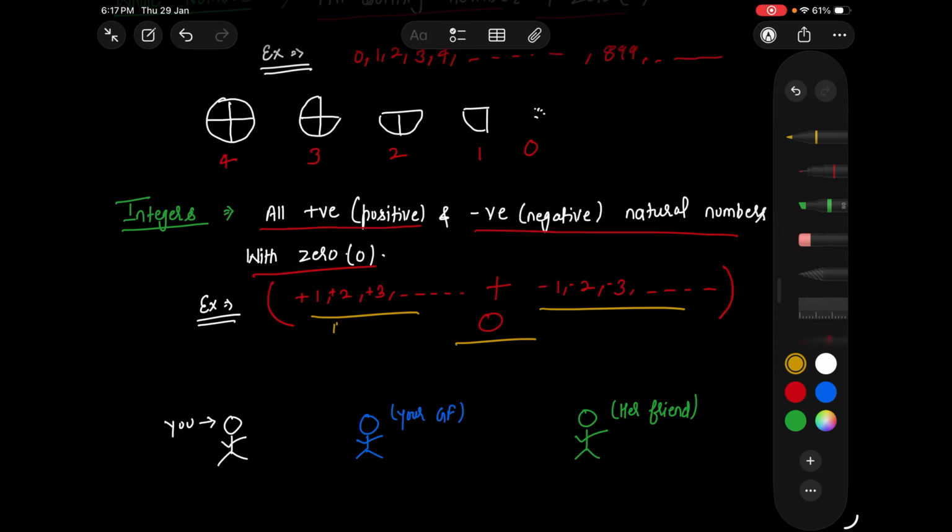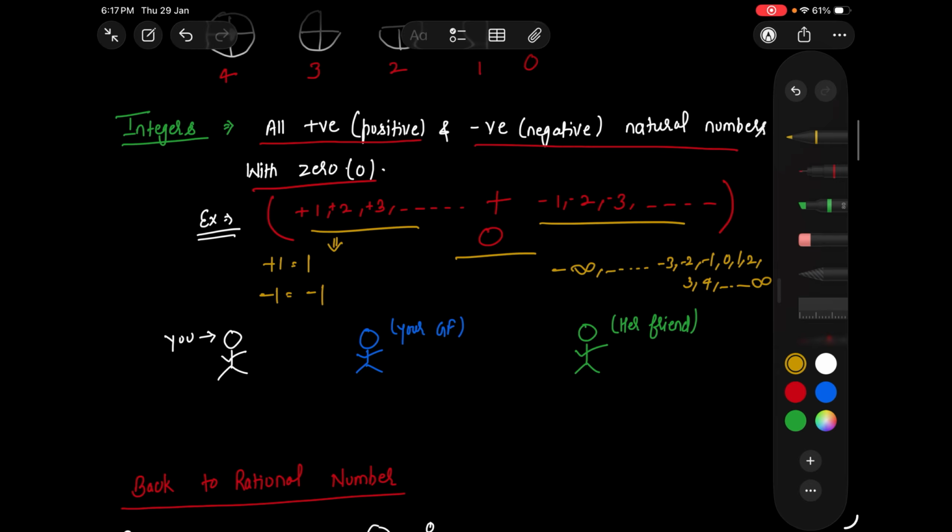In case of a positive number like plus 1, we simply write it as 1. But in case of a negative integer, we write it with a negative sign. Understood? In case of 0, we write 0. So basically, integers start from minus infinity, to minus 3, minus 2, minus 1, 0, 1, 2, 3, 4, up to positive infinity. Now some students have a doubt about the meaning of positive and the meaning of negative.